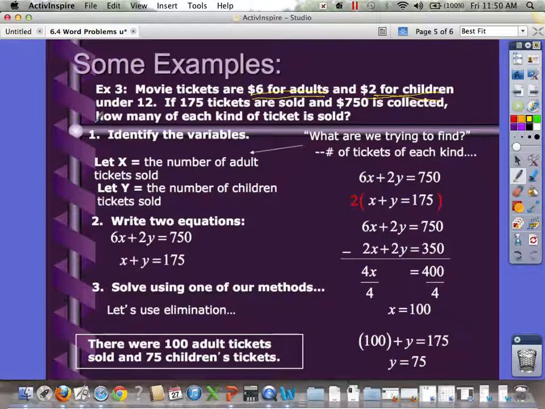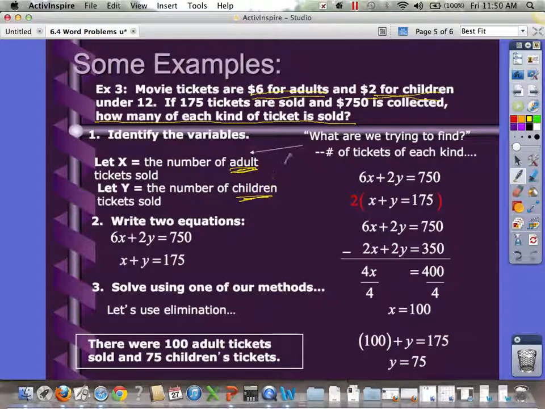Now, again, the question is usually at the very end of the problem. How many of each kind of ticket is sold? So we're looking to see the number of tickets that were sold to adults and the number of tickets that were sold to children. Two different things we're looking at because they are charged differently depending on their age. So you can decide which one you want. Let X be the number of adult tickets. Let Y be the number of children tickets.